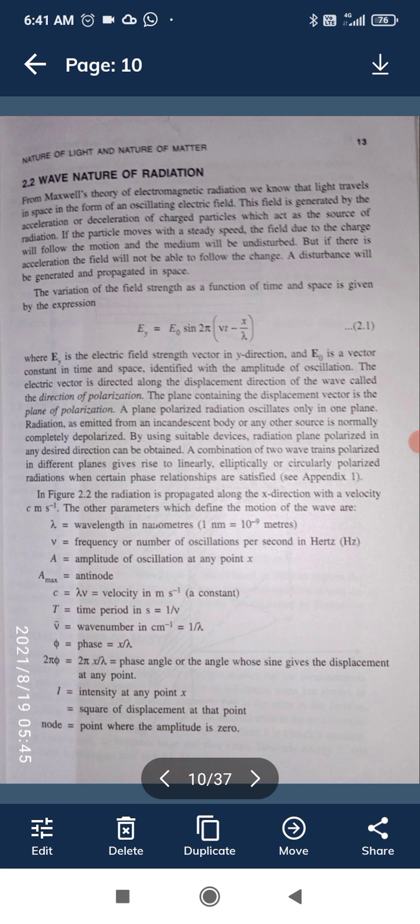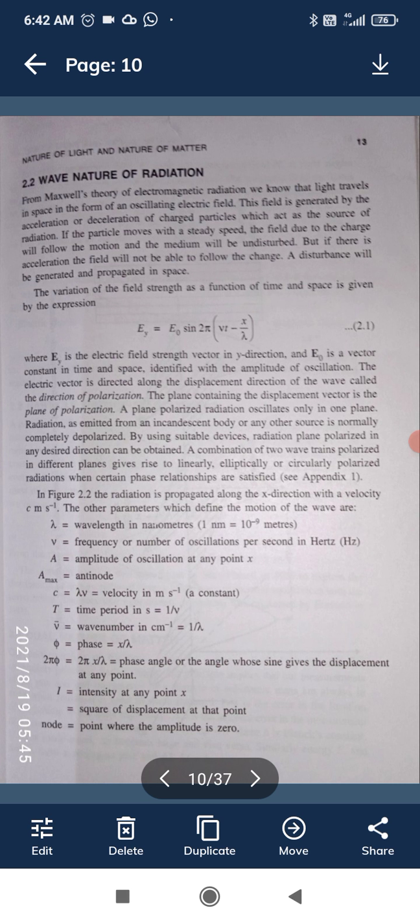This field is generated by acceleration or deceleration of charged particles, which act as the source of radiation. If particles move with a steady speed, the field due to the charge will follow the motion and the medium will be undisturbed. But if there is acceleration, the field will not be able to follow the change. A disturbance will be generated and propagated in space.